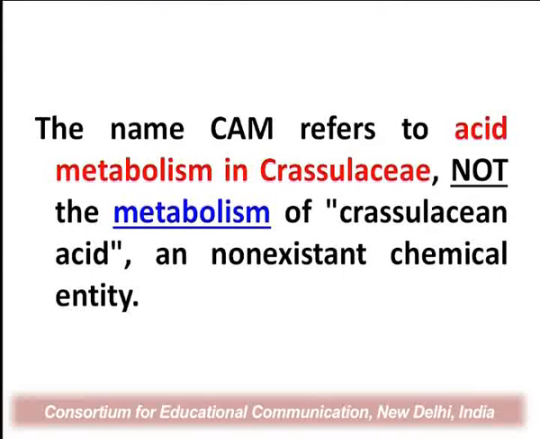The name CAM actually refers to the acid metabolism occurring in the family Crassulaceae, and not the metabolism of Crassulacean acid as the name suggests at first glance. Actually, there is nothing like Crassulacean acid. There is no acid by the name Crassulacean acid. So it is a non-existent chemical entity. What we really want to say is that here is a metabolism which involves an acid and which occurs primarily in members of the family Crassulaceae, although there are many other families, as we will see.